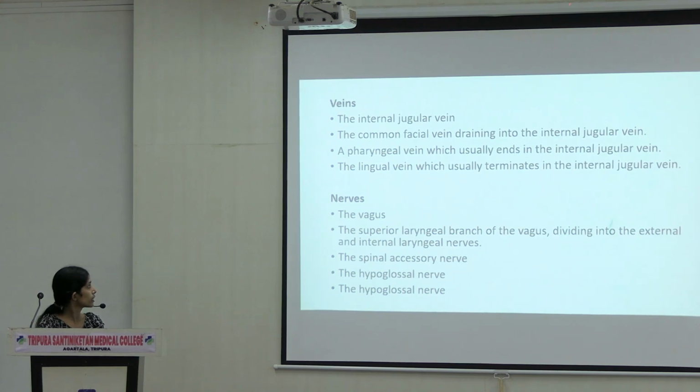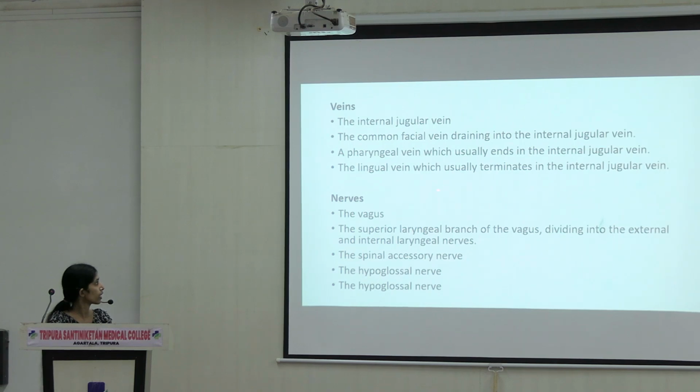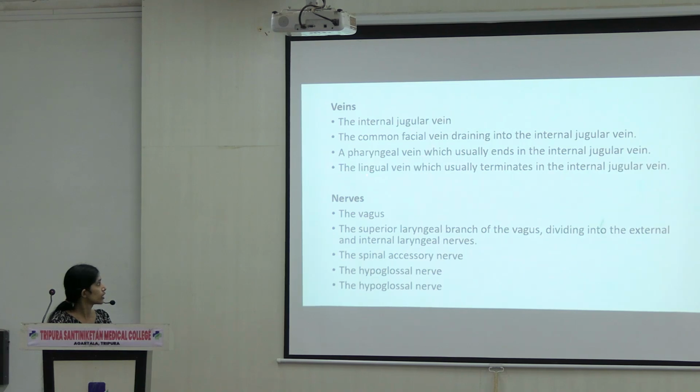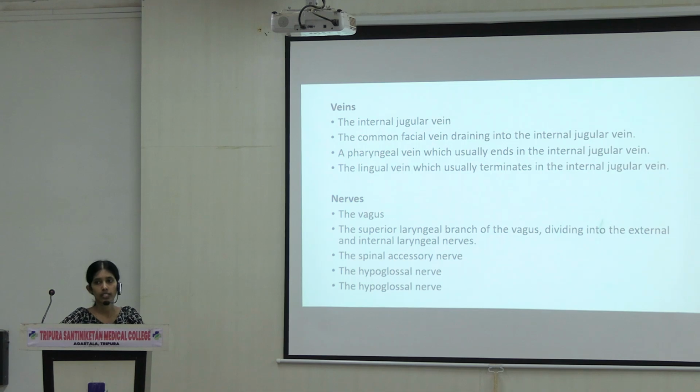Next, veins. We have internal jugular vein, the common facial vein draining into your internal jugular vein, and pharyngeal vein, which again drains ultimately into your internal jugular vein, the lingual vein, which usually terminates in the internal jugular vein. Okay. Now we have the vagus nerve, superior laryngeal branch of the vagus nerve, which later divides into external and internal laryngeal nerves, the spinal accessory nerve, and hypoglossal nerve. These are the important arteries, veins and nerves we can see in your carotid triangle.